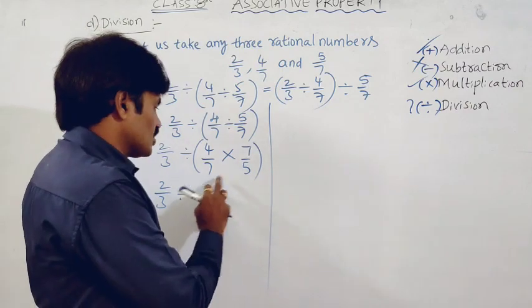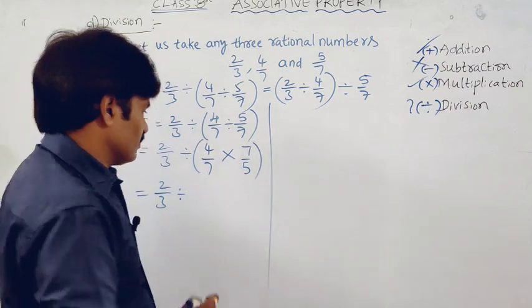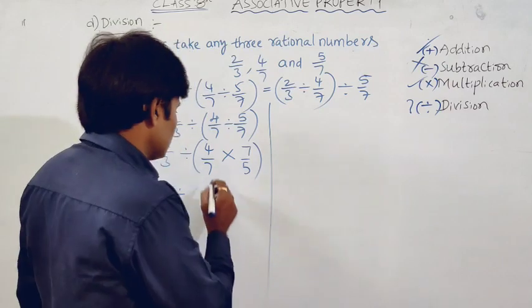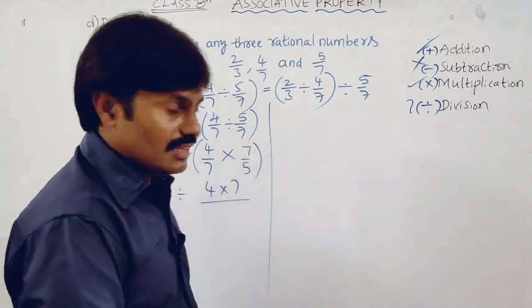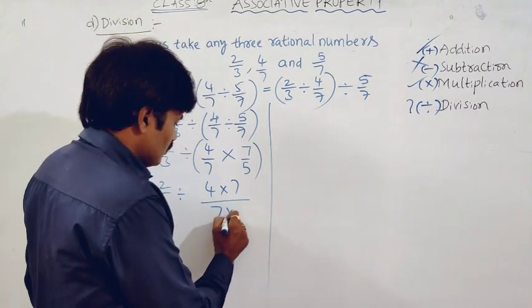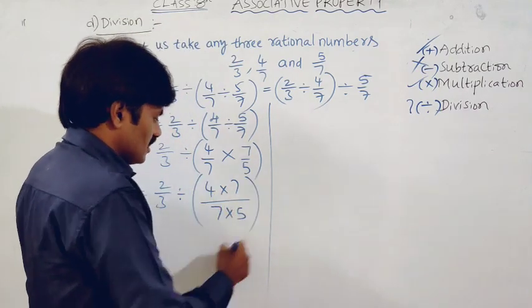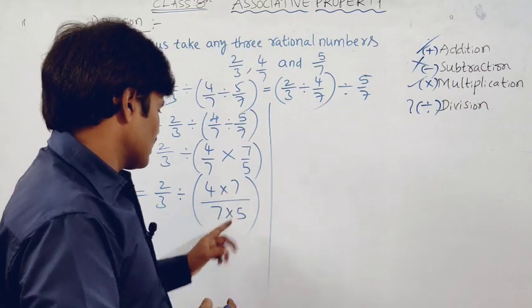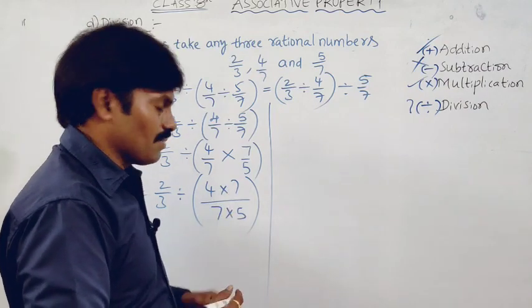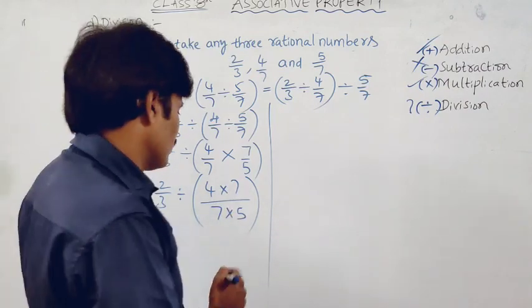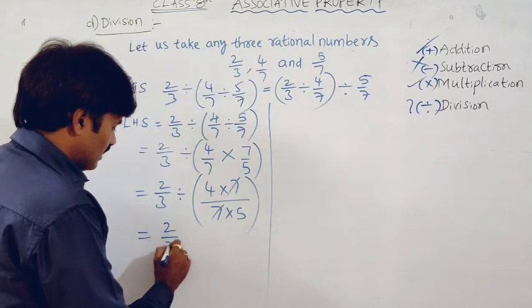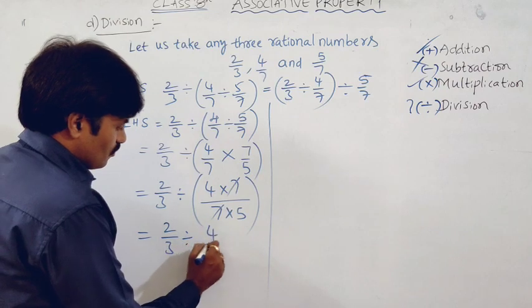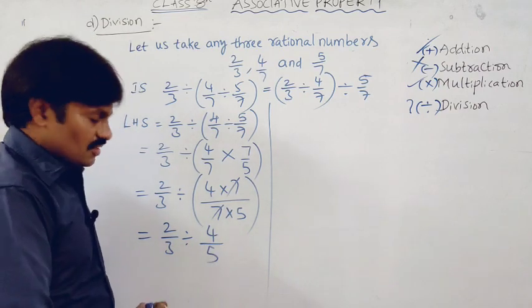Now the product of these two, 4 by 7 into 7 by 5. How to write? 4 into 7, numerator into numerator, by 7 into 5, denominator into denominator. Is there any cancellation here? Any same numbers to cancel? Yes, those are 7 and 7. So the remaining is 2 by 3 divided by 4 by 5.